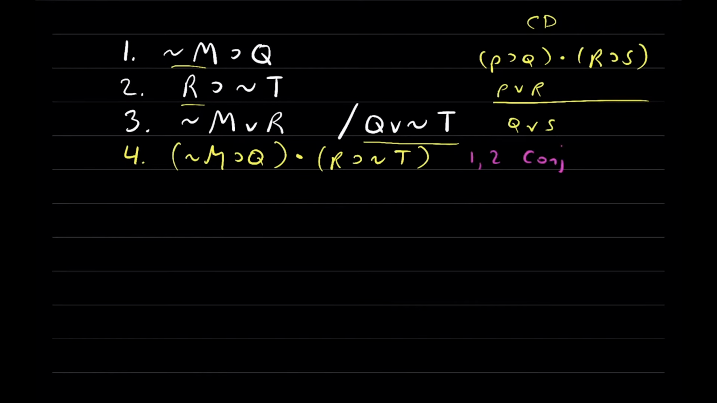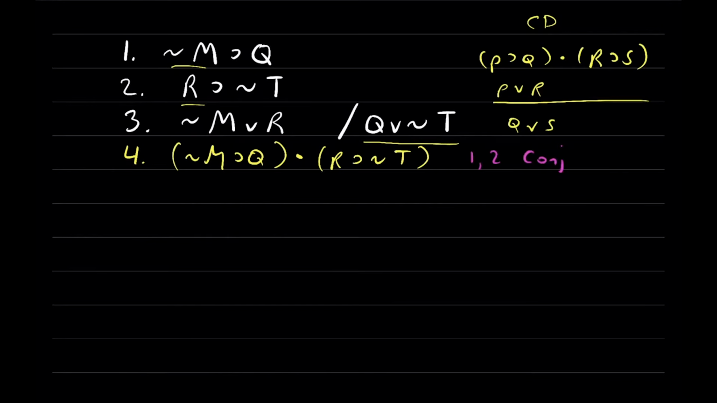And I want to reiterate why this makes sense, right? If line 1 is true and line 2 is true, then obviously both of the statements on those two lines, the conditional on line 1 and the conditional on line 2, are going to be true. And that's what the dot means. Both of those two expressions are true.